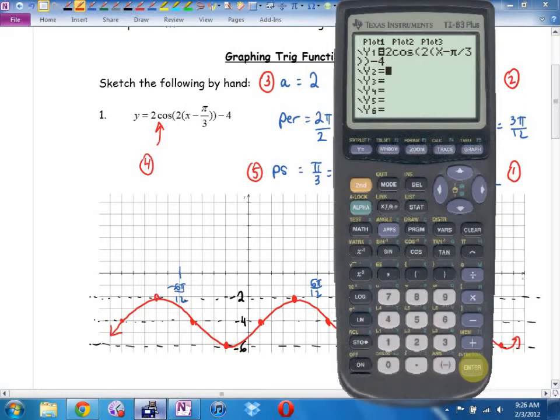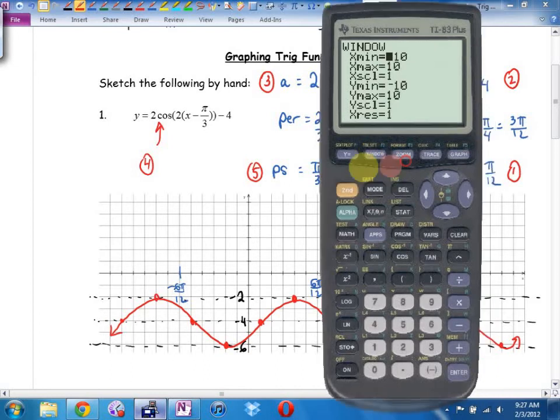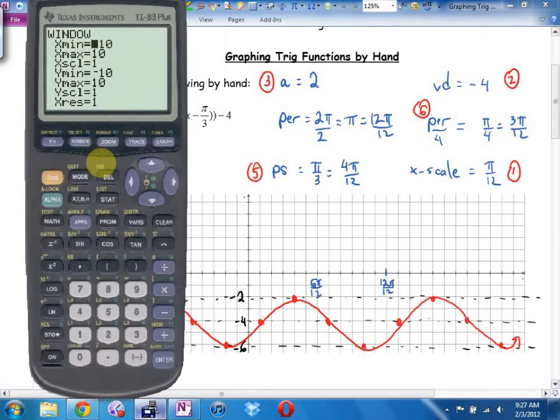And before I hit graph, I go to my window, because I want this to try and match as well. I'm going to graph, not this whole thing, but let's say from 0 to 12 pi by 2, 13 pi by 2, 14 pi by 2, 15, 16 pi by 12, and I should be at the top right there. So I'm going to go x min 0, x max 16 pi by 12. I could have picked different numbers. I just want to graph a nice section. That's how I'm going to check.